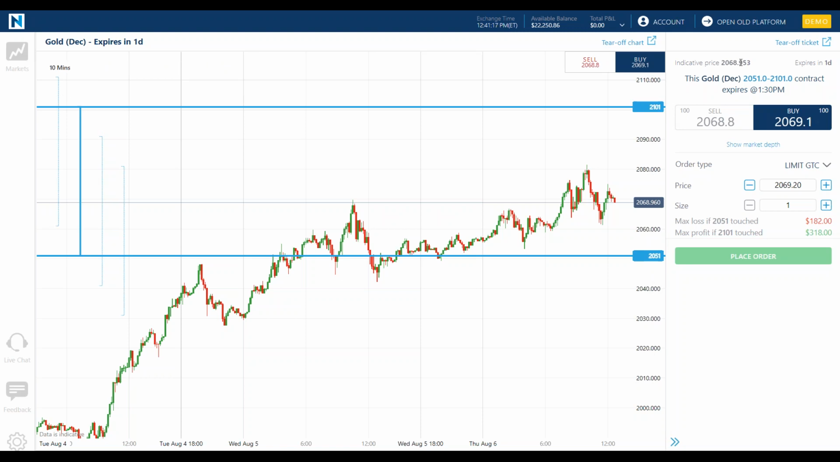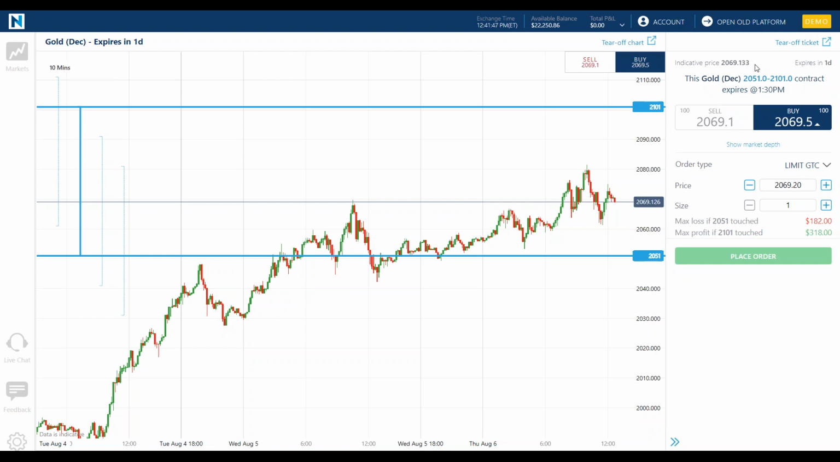You'll notice on the order ticket, it's got an indicative price of where gold is currently per ounce, 2068, almost 2069, right on the button. That indicative price is also down here on your chart. It tells you when this contract expires. So this contract expires in a day. They're always weekly contracts. But if it's something you wanted to stay in, once this settles, you can always go into the next week's knockout.